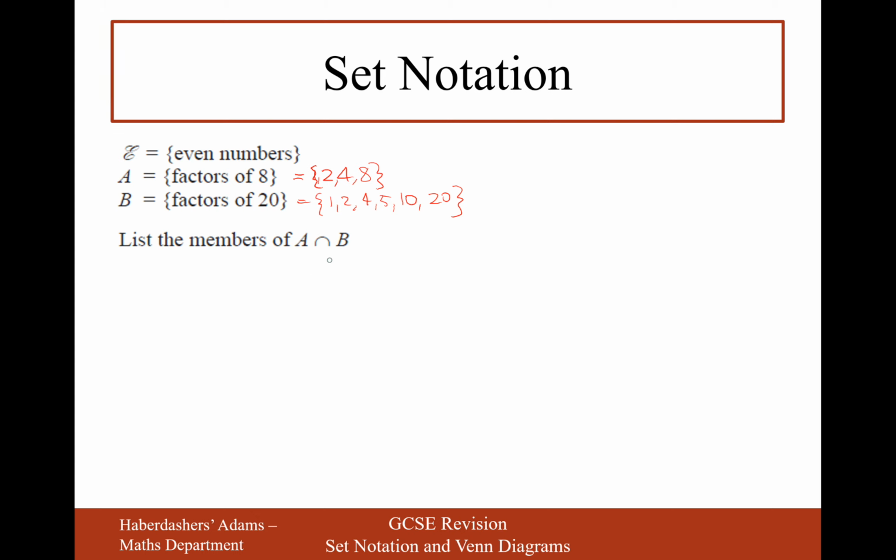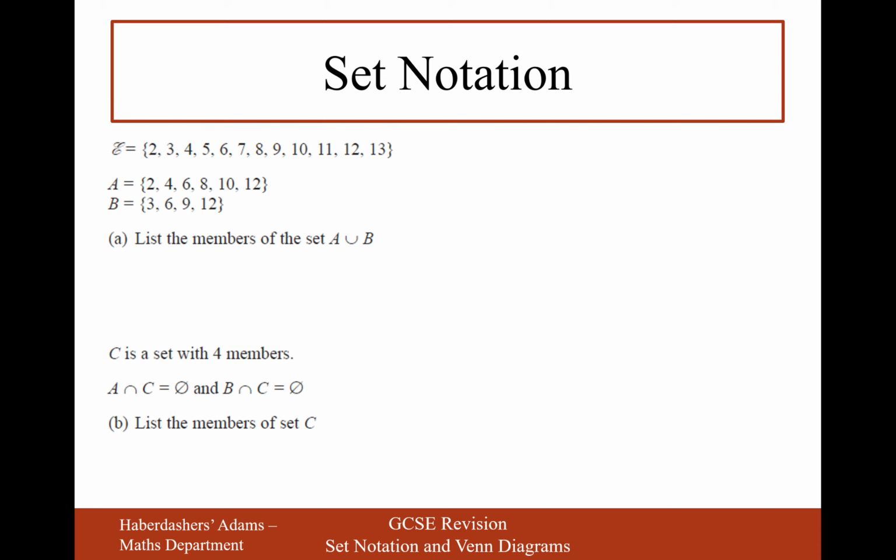So, list the members of A and B, that's both A and B. So, A intersection B is equal to anything that's in both of the two sets, 1, 2, and 4. So there we are, that's the answer to that question. Oh, hold on, no, it's not the answer to the question, because the universal set is just even numbers. So, the number 1 is not considered for this question. The universal set only contains even numbers, so therefore, I'm only thinking about even numbers in this question. So therefore, the 5 would not be in this question, the number 1 would not be in this question at all. Okay, that's the answer to that one. Let's move on to the next one, pause the video, and give this question a go.